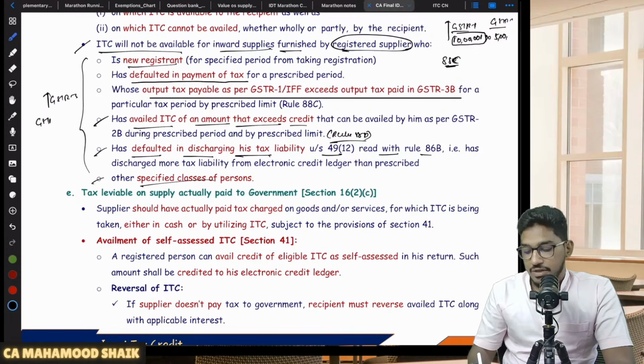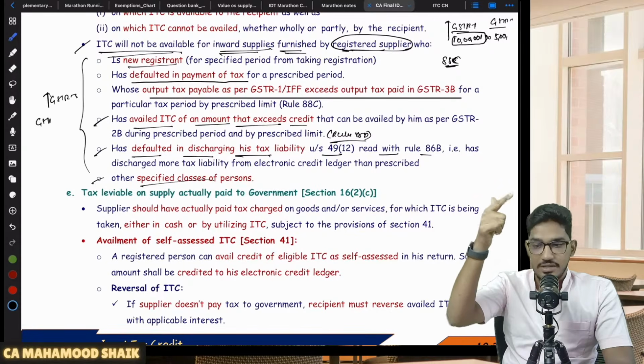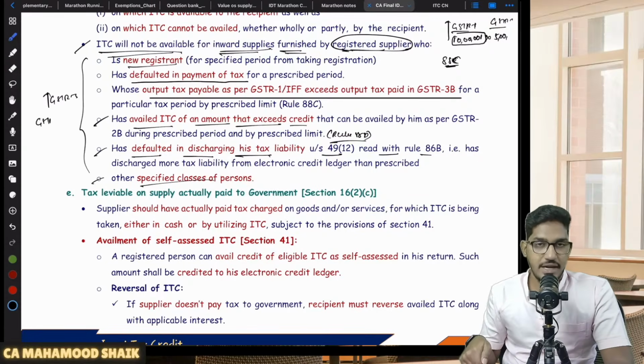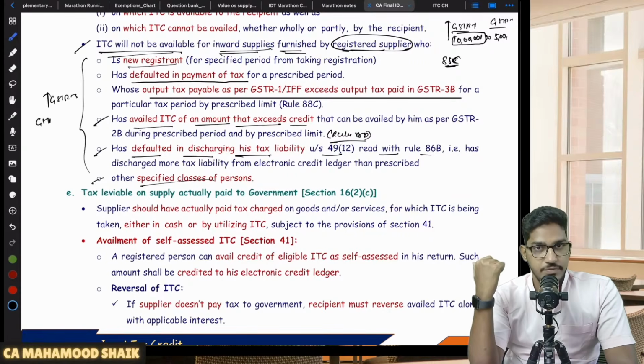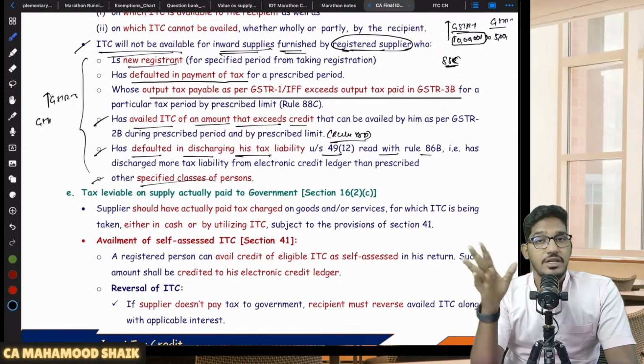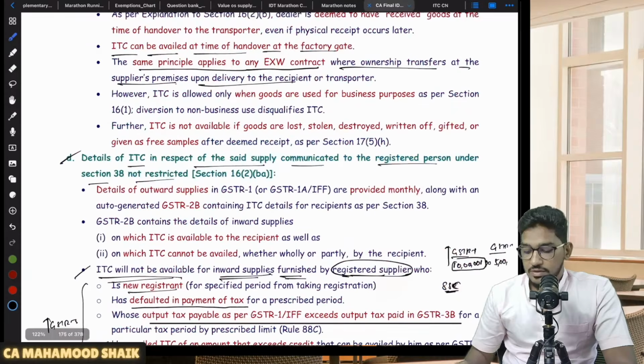If you read the sentence carefully, ITC will not be available for inward supplies furnished by a registered supplier. That means if you purchased goods from a registered supplier who falls under these categories, like he's a new registrant, or he has defaulted in payment of tax, or Rule 88C intimation has been given to him, or Rule 88D intimation has been given to him, or he has violated Rule 86B, or any other specified class of persons, then also ITC will be restricted for you. Clear? So this is the fourth condition.